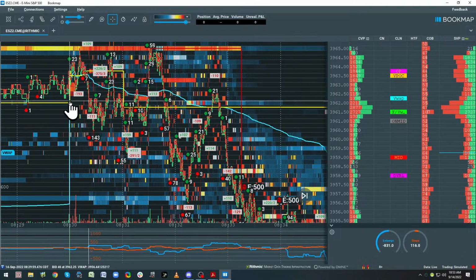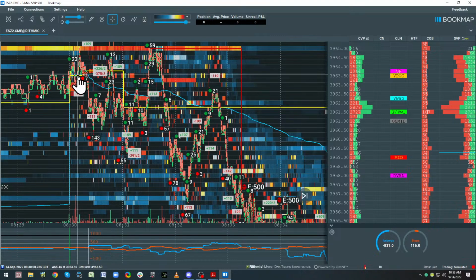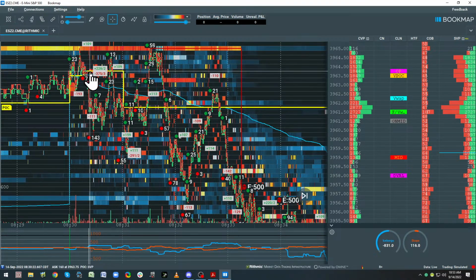RTH open. This is where the volume starts trading right here. The volume point of control, this yellow line, is where the highest volume is taking place. And all it does is track volume. So you'll notice as the market trades, there's more volume up here than there is down here. We move lower, there's more volume here, right? So this is your retail price.